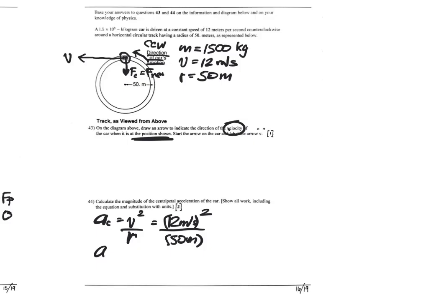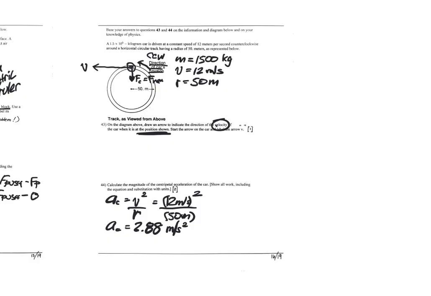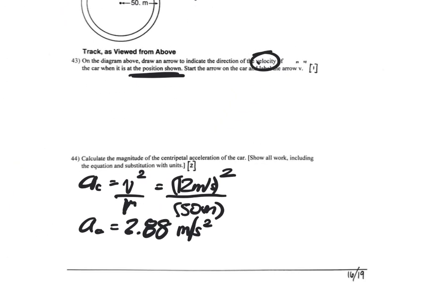That gets me an acceleration of 144 over 50. And that gets us 2.88 meters per second squared for the centripetal acceleration of the car. Don't do delta V over t, because one, that's not centripetal acceleration, and two, it's constant speed at 12 meters per second. There is no delta V.